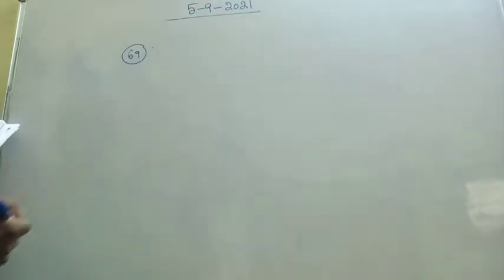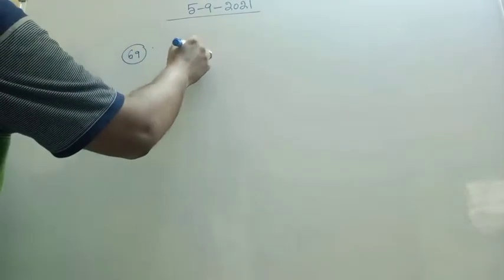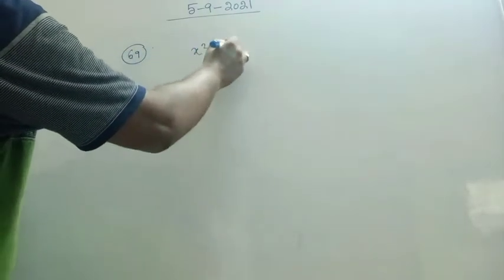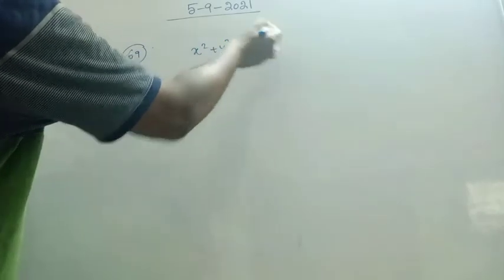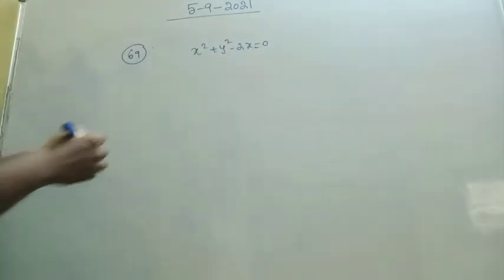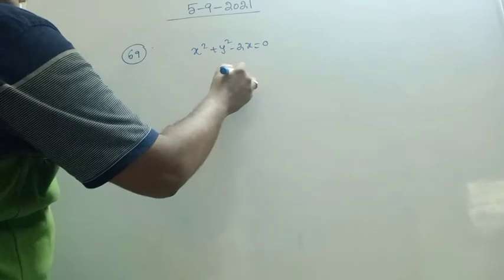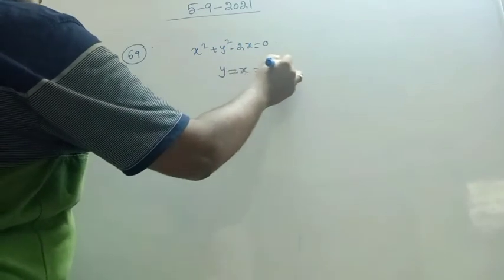Now you see, my dear students, the 69th problem. They have given that x square plus y square minus 2x is equal to 0. This is the circle which makes an intercept on the line y is equal to x, and this is x minus y is equal to 0.